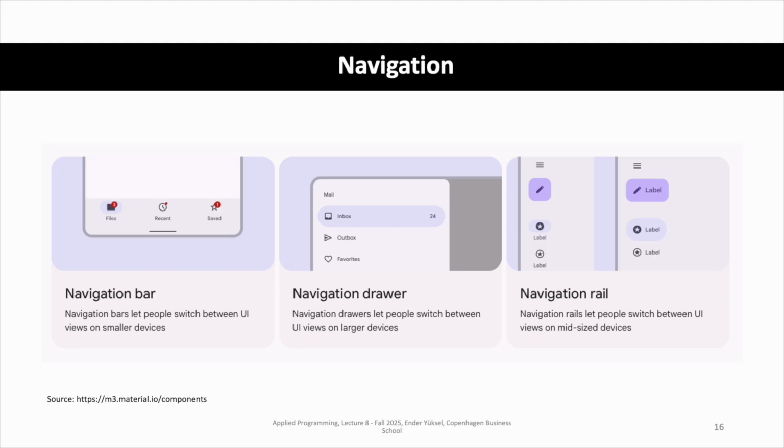Navigation components. We have the navigation bar. It lets us switch between UI views on smaller devices. We have the navigation drawer. It lets us switch between UI views on larger devices. And then we have the navigation rail, which lets us switch between UI views on mid-sized devices.